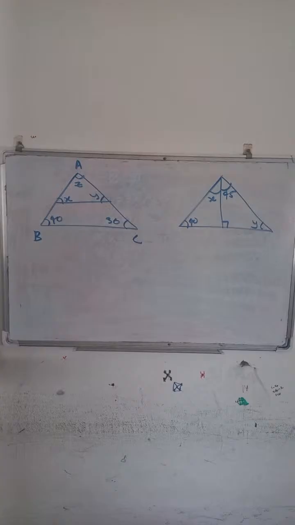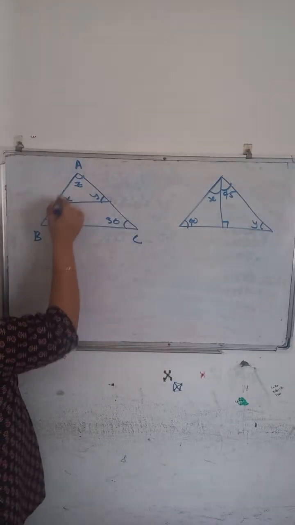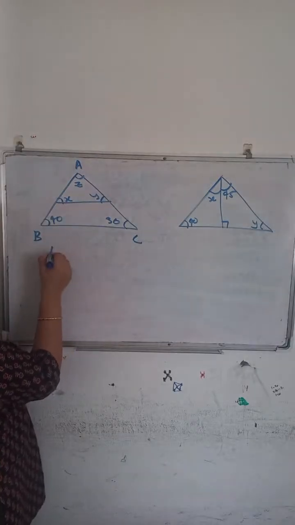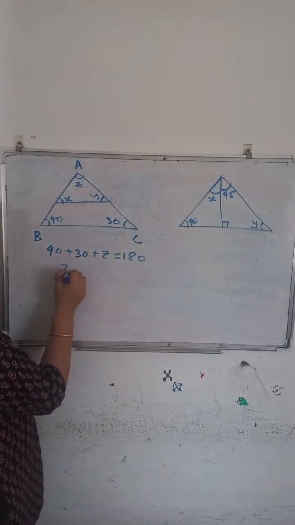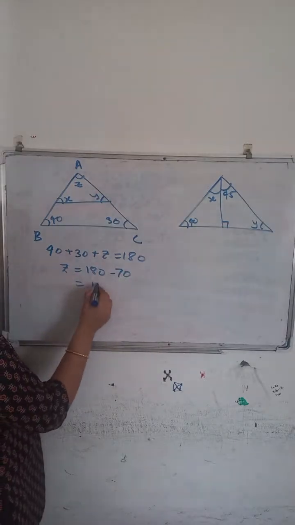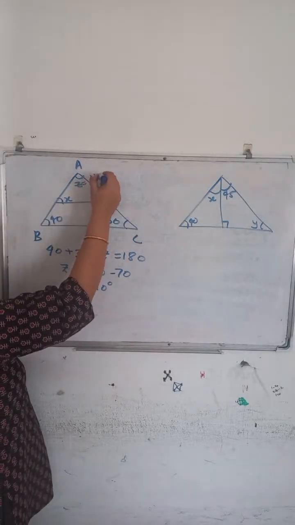Then one more question I will give you for calculating the angle values. Now how can you calculate X, Y, Z here? If we consider only the big triangle ABC, then we can write the triangle angle sum: 40 plus 30 plus Z is equal to 180. Z is equal to 180 minus 70, when you transpose it. So the answer we will get is 110. So Z I got here is 110.